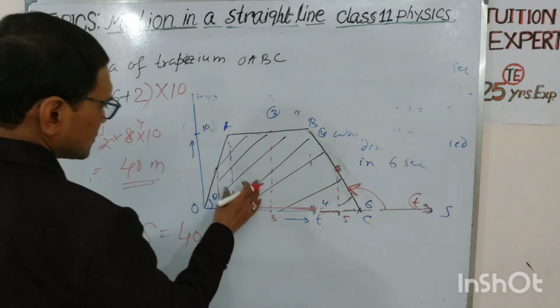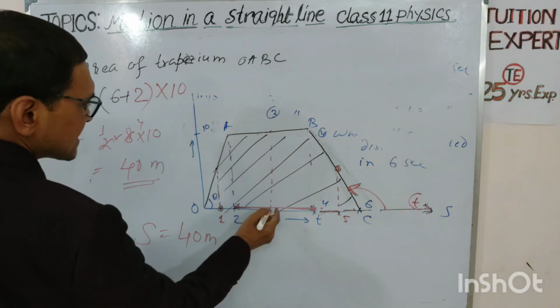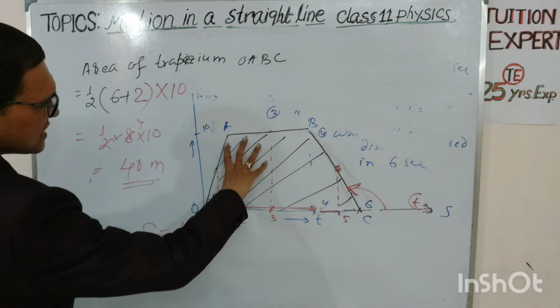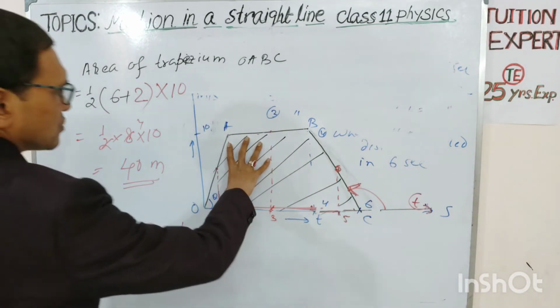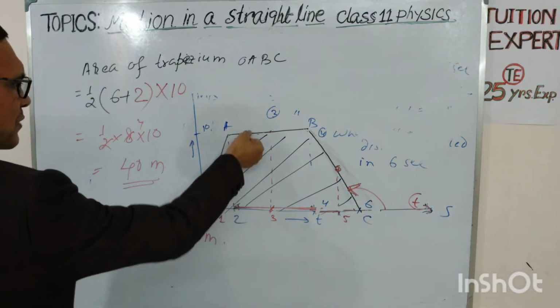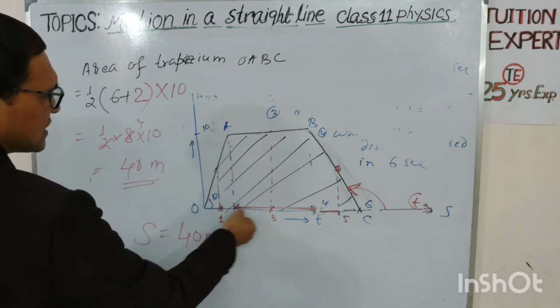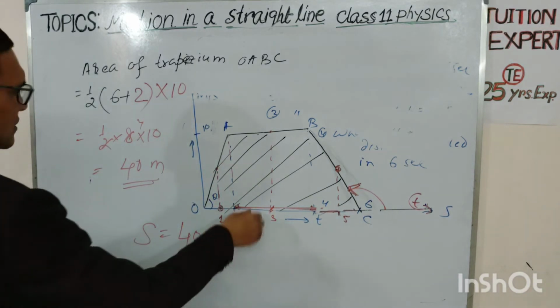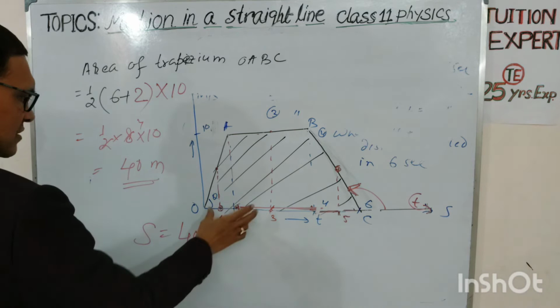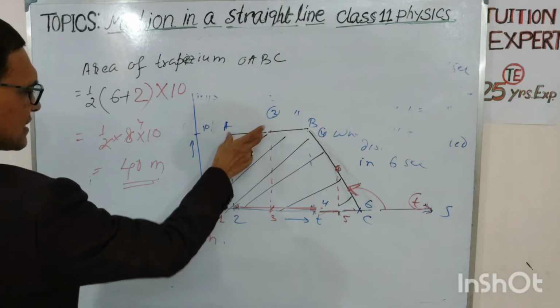Now if you are asked the distance traveled in 3 seconds, then you have to calculate the area of this trapezium. So this is also half the sum of the two sides into height. Here the height is this, and the sum of two sides means this side and that side.